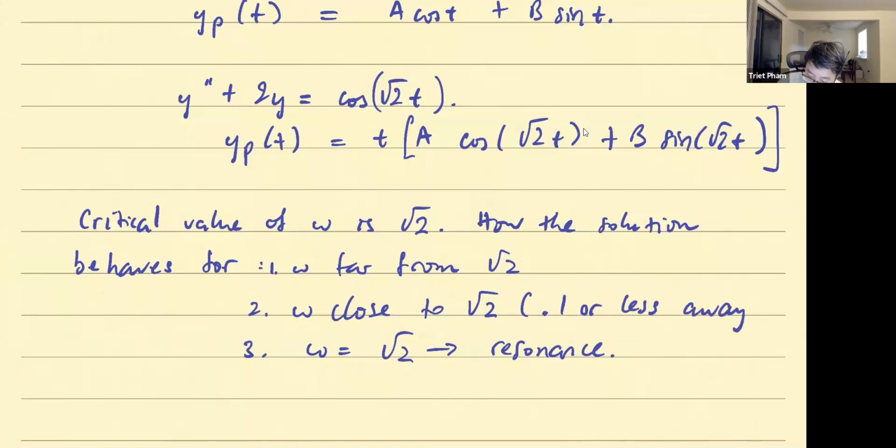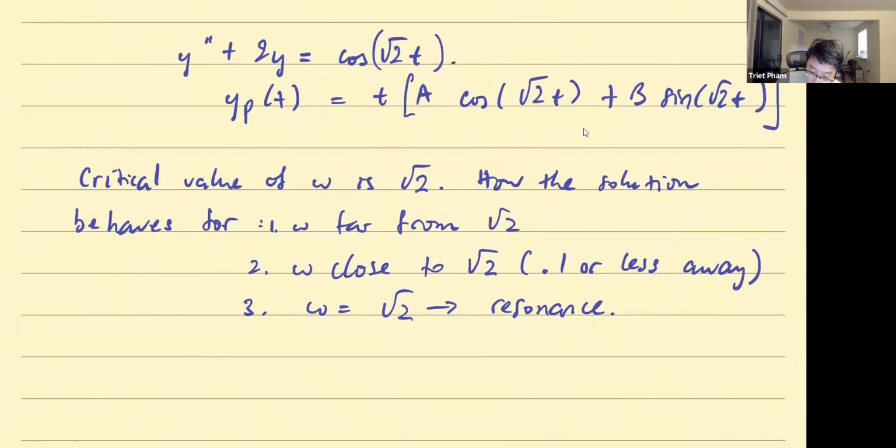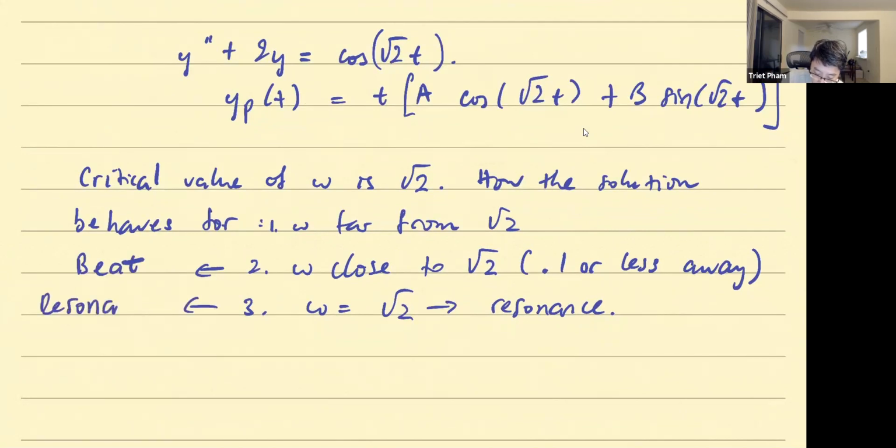And what do I mean by this? Qualitatively, one, there's nothing unusual about the kind of solution. Two is the phenomenon of what we want to call beat. And three is what we want to call resonance. So to answer your question, how close is close? Close enough so we start to see the beat in terms of our solution.